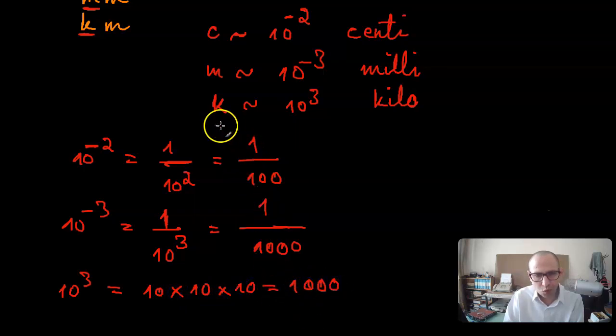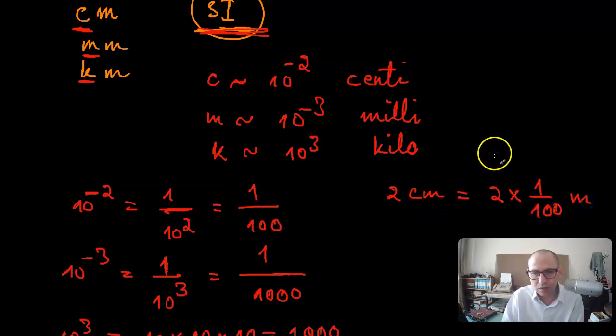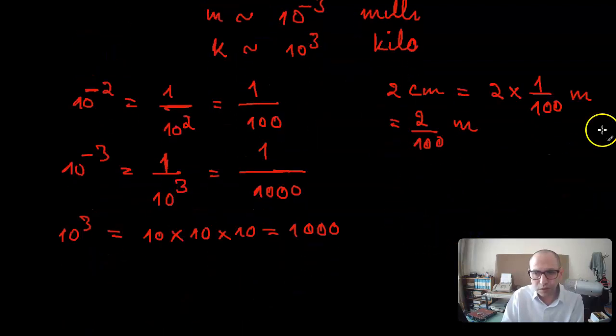Right? So this simply means that whenever you have, for example, a centi, which is 10 raised to the power negative 2, the meter is multiplied by a factor of 1 over 100. Right? So for example, 2 centimeters is the same thing as 2 into 1 over 100 meter, which is 2 over 100 meter, which, dividing by 2, is 1 over 50 meters, right? That's 1/50th of a meter.